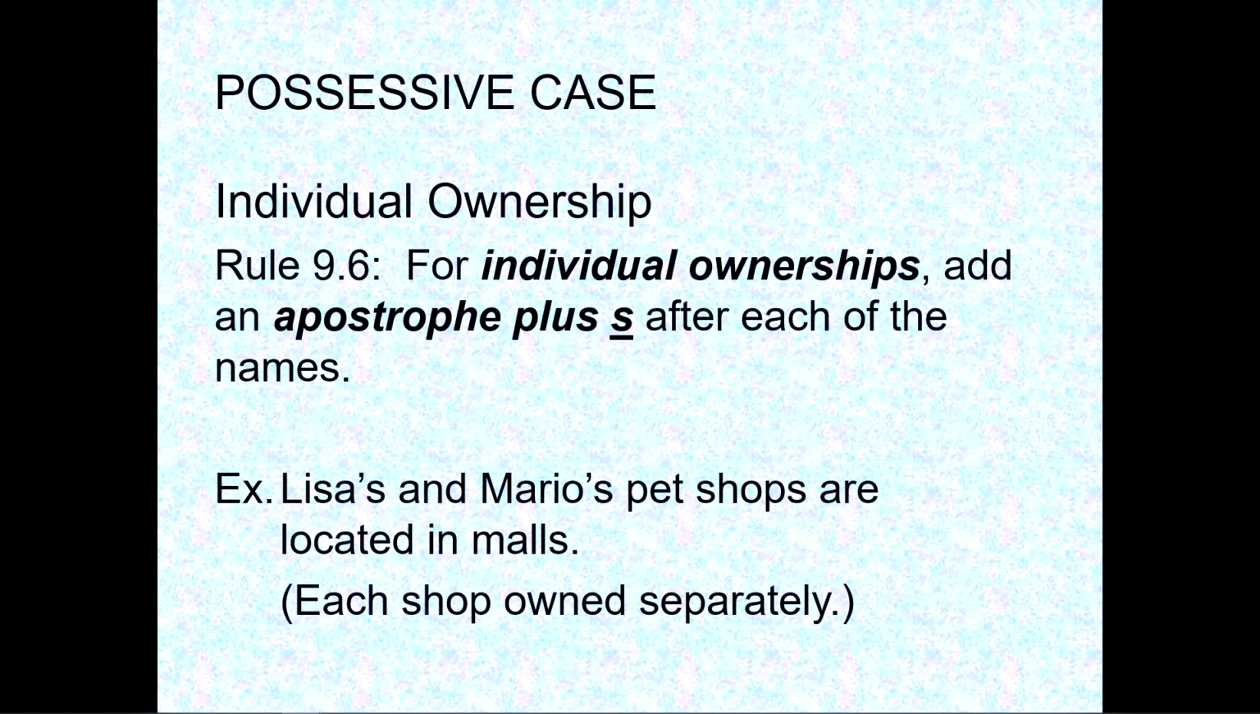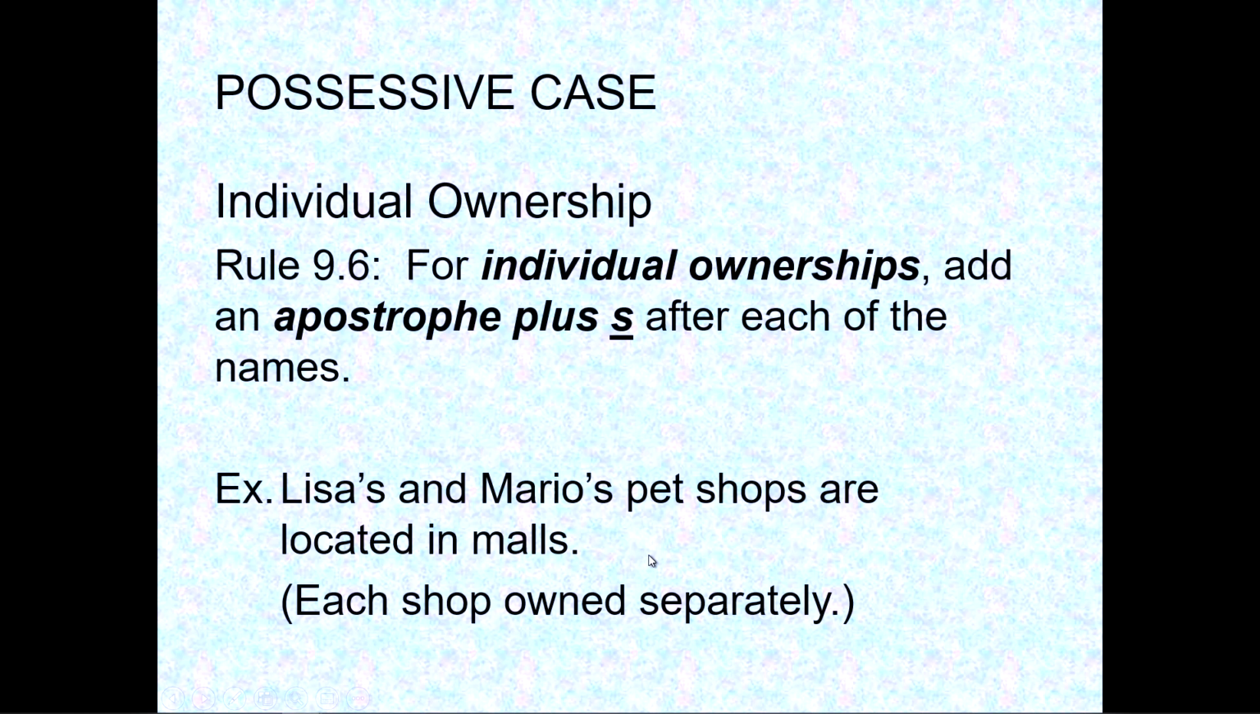9.6, individual ownership. For individual ownerships, add an apostrophe plus S after each of the names. Lisa's and Mario's pet shops are located in malls. Each shop is owned separately, right? These are individual. Lisa's and Mario's pet shops are located in malls, right?